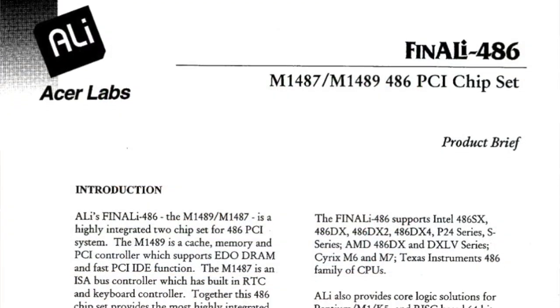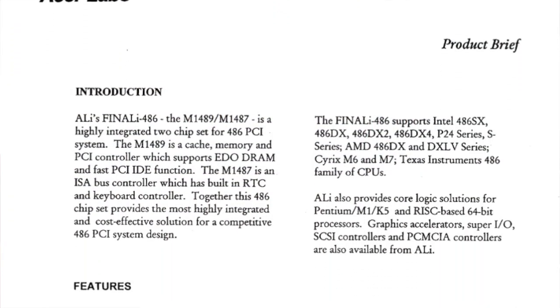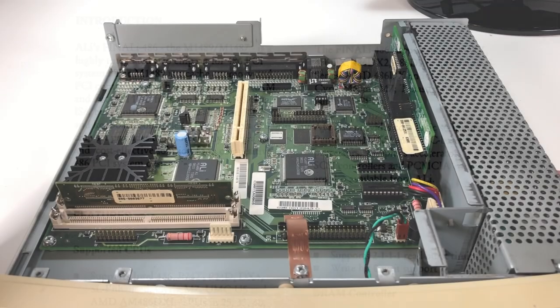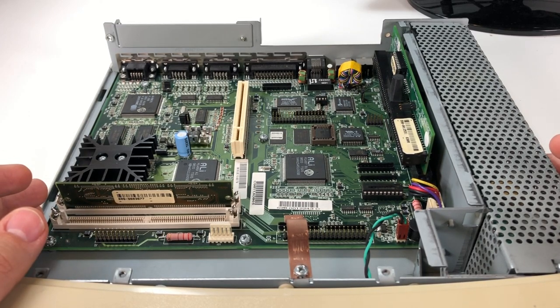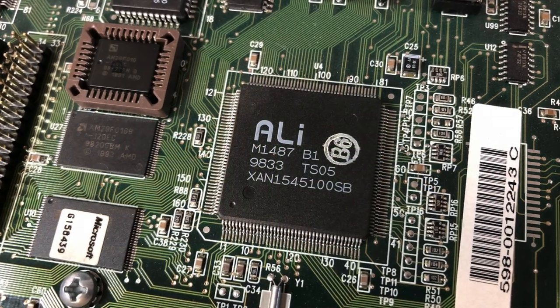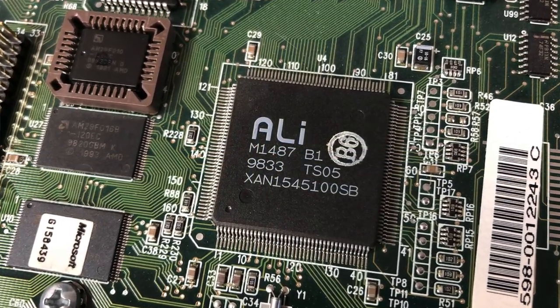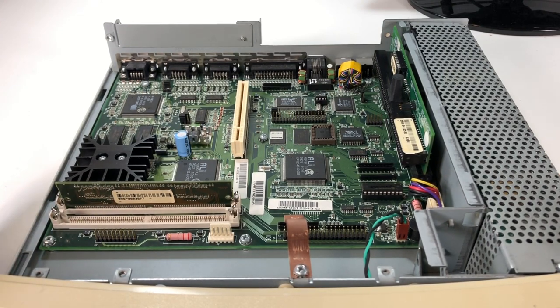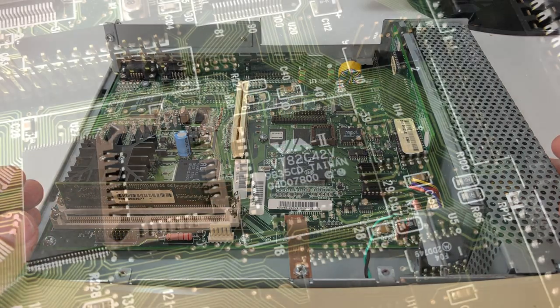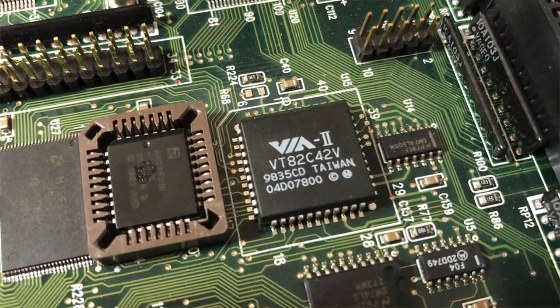Acer actually nicknamed this one the Finally chipset. It seems to perform well and has a lot of built-in features for the time. The M1489 chip has the memory and cache controller on it, and it takes care of the PCI-based functions. And the M1487 is an ISA bus controller that includes a built-in RTC and even has a keyboard controller too. Interestingly though, I'm not sure why, but Boundless decided not to connect the keyboard pins, and there's actually a VIA keyboard controller chip here that's used instead.